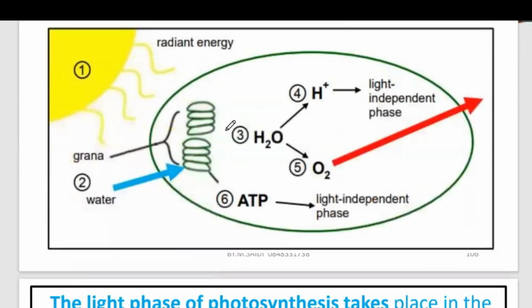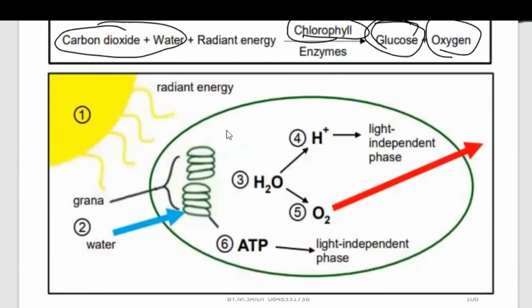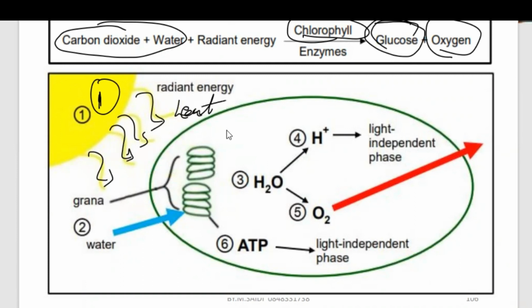So step one, what happens is the sun will release this radiant energy. The radiant energy will be trapped by the leaf. We have seen that the leaf has adaptations which make it able to trap this light. If you look at the palisade mesophyll, it is packed with cells with a lot of chloroplasts which trap the sunlight.